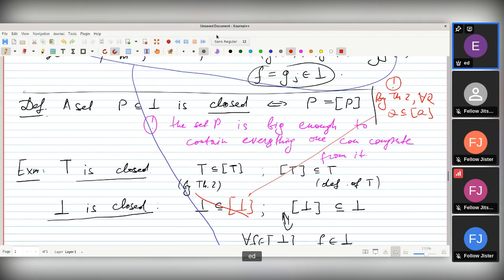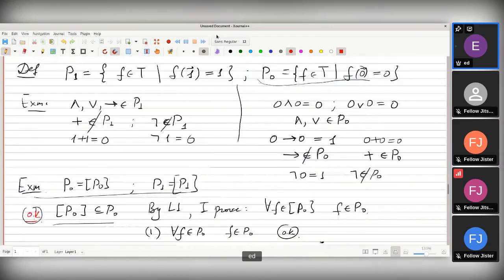We shall add two more closed sets, and then we will be able to prove a marvelous, a very interesting result, which is known as Post's criterion, which allows us to say when a given set of Boolean functions, probably a finite one, is enough to compute every Boolean function. We shall explore these things next time.